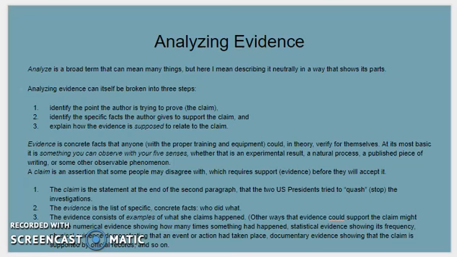Identify the point the author is trying to make, which is the claim. Identify the specific facts the author gives to support the claim, and explain how the evidence is supposed to relate to the claim.